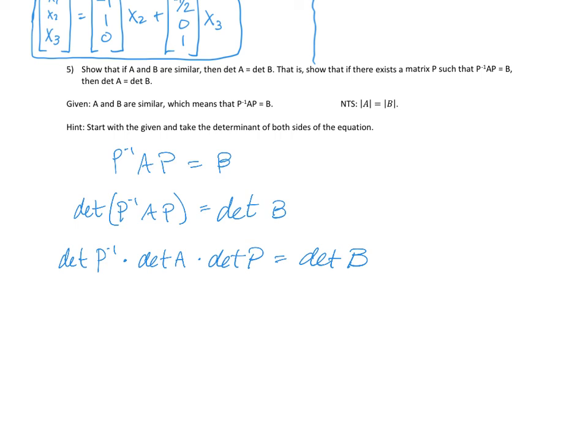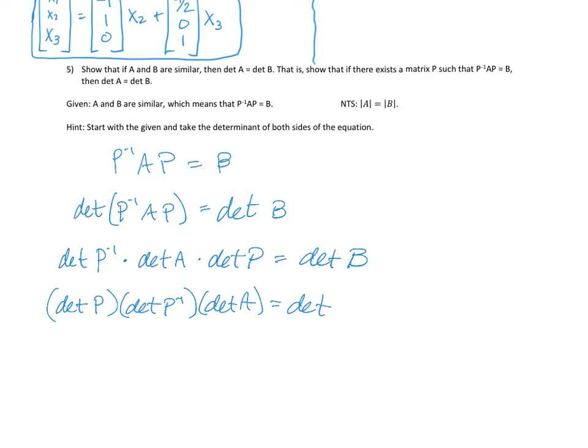Okay, determinants are just numbers. So the commutative property does hold here. I can change my order around because the determinant of a matrix is just a number. So matrices themselves are not commutative, but their determinants are. So let's see, I'm going to do the determinant of P times the determinant of P inverse times the determinant of A equals the determinant of B.